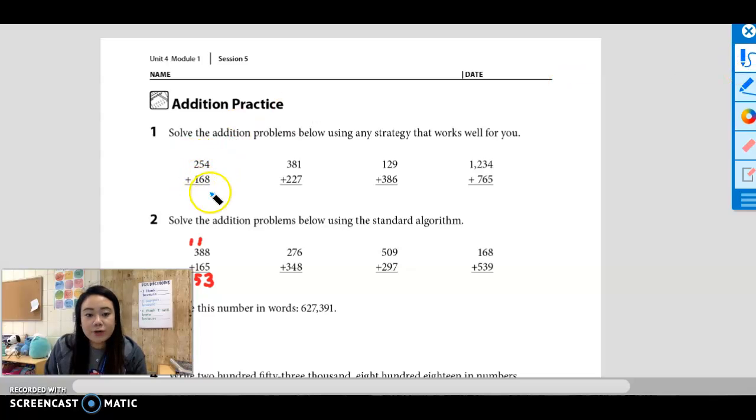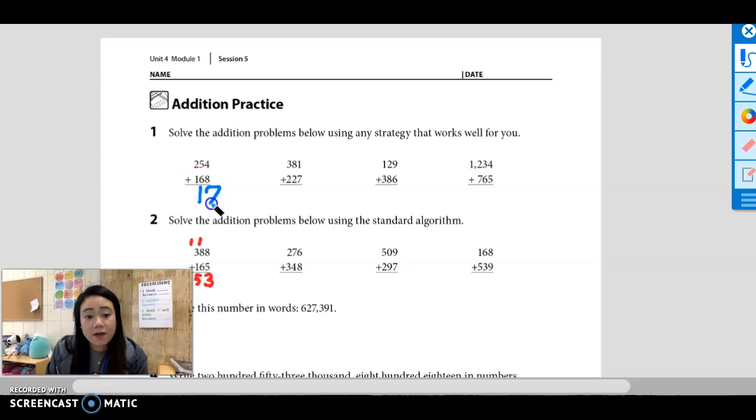For this one, 254 plus 168, you can do it the traditional way, which is where you add the ones place first, which you always will start with the ones place. So 4 plus 8. I always start with a bigger number and I add 4 more. So that's 9, 10, 11, 12.